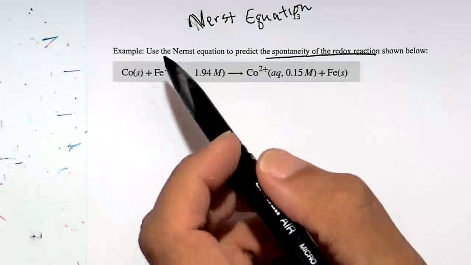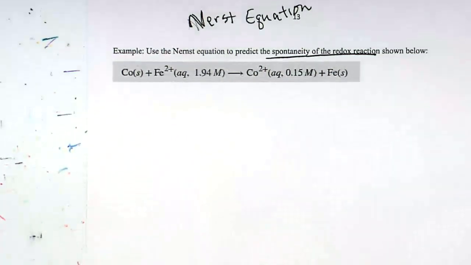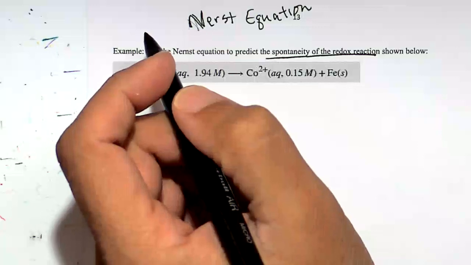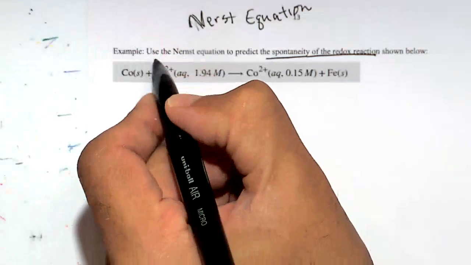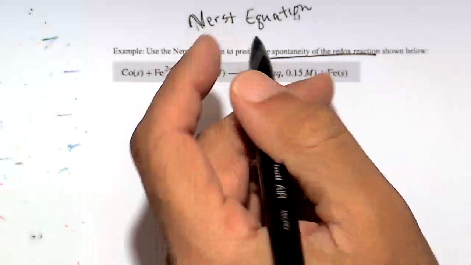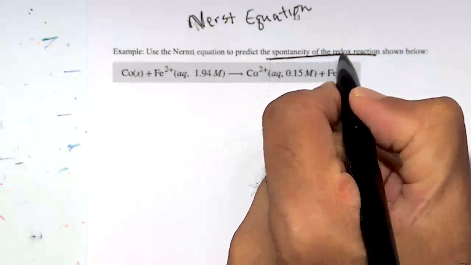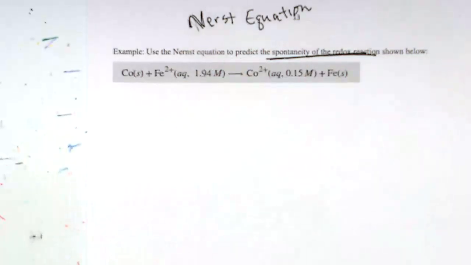Right, so these last two problems of the course will deal with the Nernst equation. So let's do these two problems and finish off the class. Use the Nernst equation to predict the spontaneity of the redox reaction shown below.